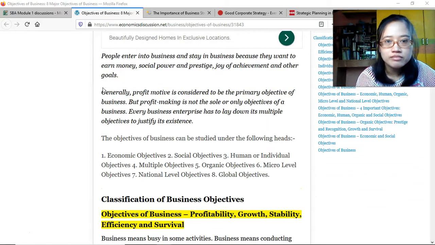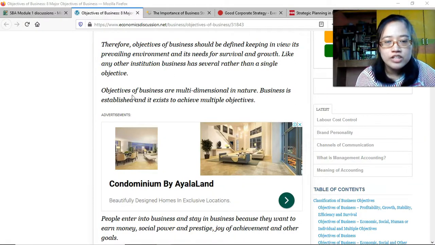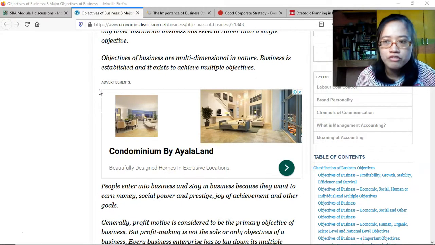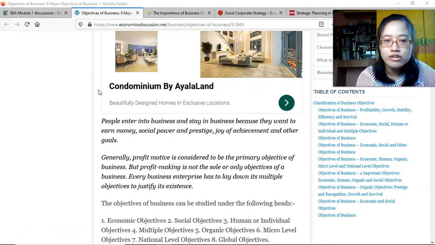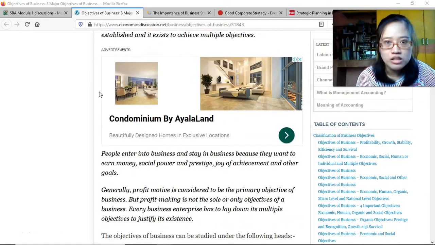Okay, so going back here, objectives of business are multidimensional in nature. Business is established and exists to achieve multiple objectives. So again, it's not just about the profit. It could mean other things as well for those who are starting up their businesses, or those who already have existing businesses. Aside from the first 5 that we're going to discuss, there are other objectives as well, like addressing problems and helping the community, social objectives, as we call it.